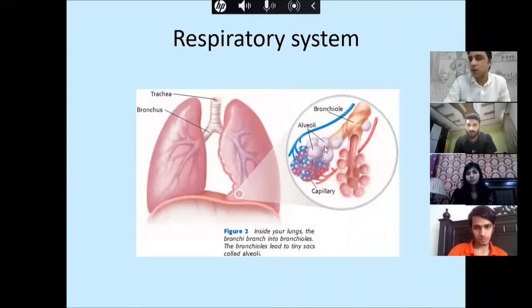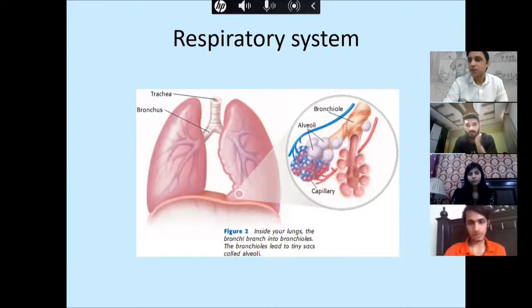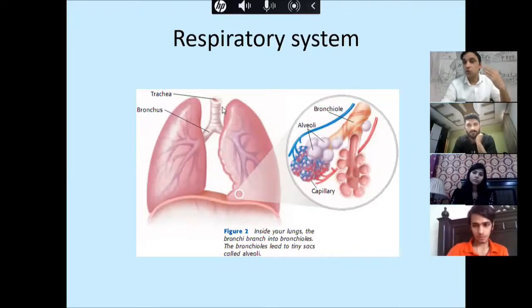And you can guess what will happen after. The carbon dioxide gas from the air sacs, from the alveoli, is collected into the bronchus. From the bronchus, it goes through the trachea, from the trachea, and from the nose.